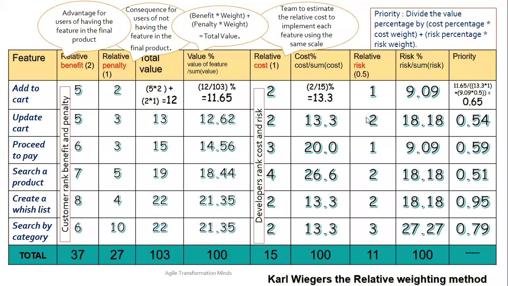Then based on that, to update the cart, there are some risks, which is twice the complexity to add to cart. So he put it as 2. Similarly, he put a relative risk to all the features, and he put 11 as the total. Now he calculates risk percent. Risk percent is 1 divided by the max, 11%.